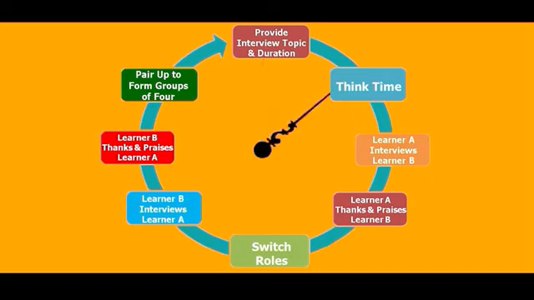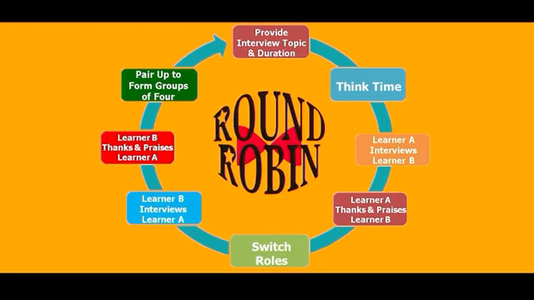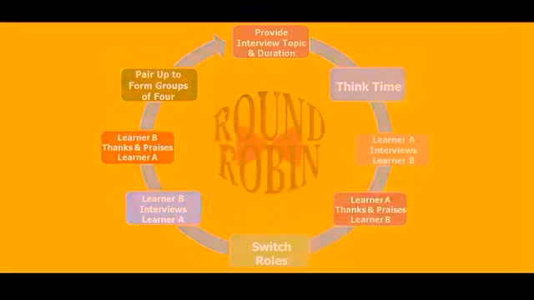The teacher calls for think time. In pairs, learner A interviews learner B. Learner A then thanks and praises learner B. The pairs switch their roles. Learner B interviews learner A and again thanks and praises learner A. The pairs then pair up to form groups of 4. It's a round robin. Each learner in turn shares with the team what he or she has learned in the interview.